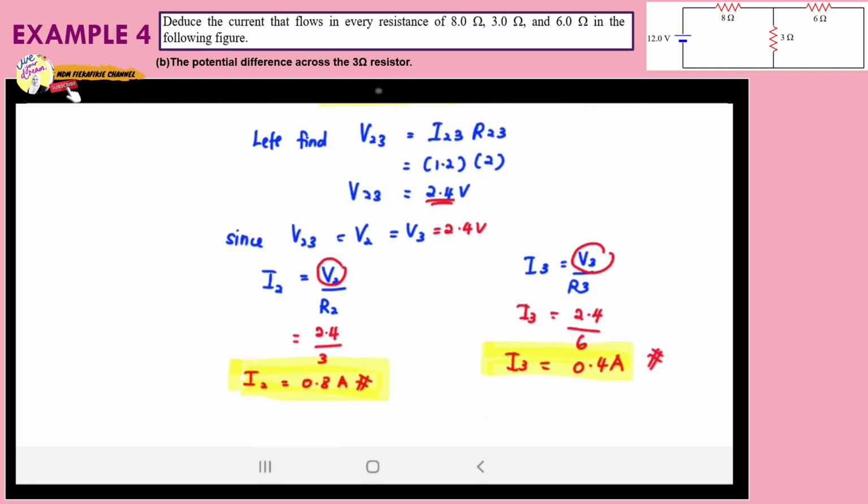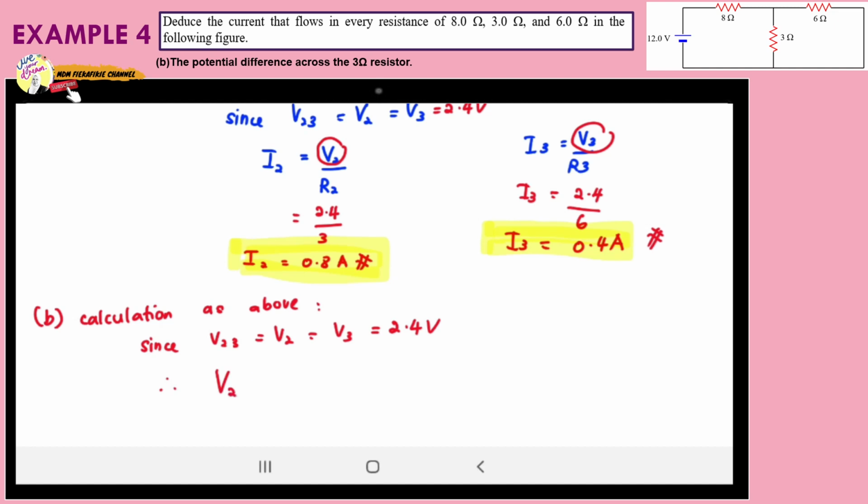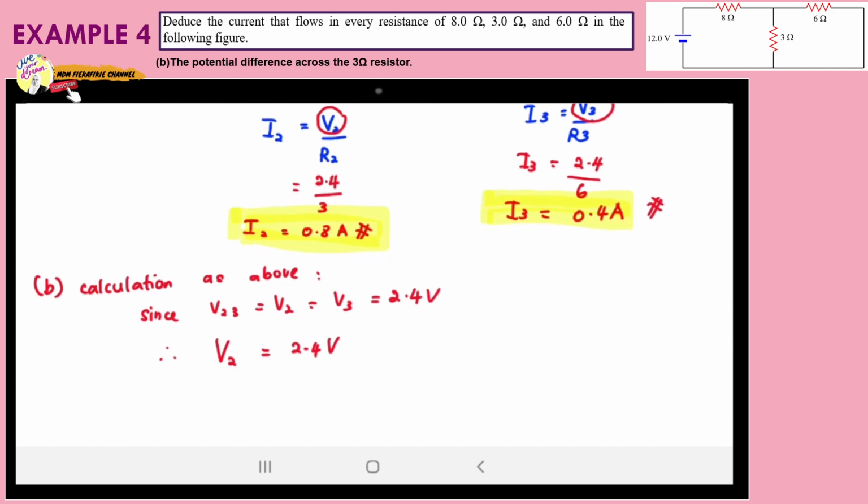So B, sebenarnya kita dah ada jawapan dah. Kita just tulis balik. So for B, calculation as above. So bila jawab exam, ditulislah ataupun ditulis balik jawapan yang tadi, pun boleh. Calculation as above. So since V23 equal to V2 equal to V3, where it's equal to 2.4 volt, therefore V2, or voltage or the potential difference across the 3 ohm resistor, you boleh tulis dalam bentuk ayat lah, is equal to 2.4 volt.